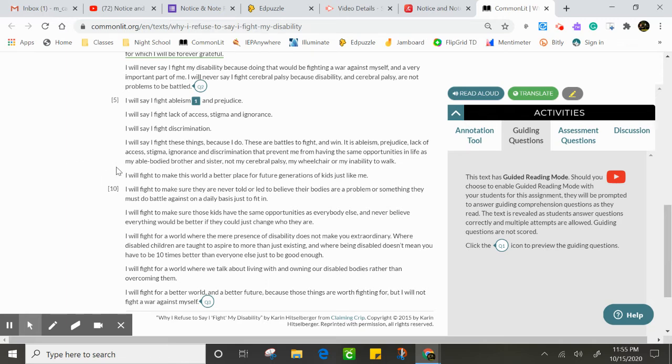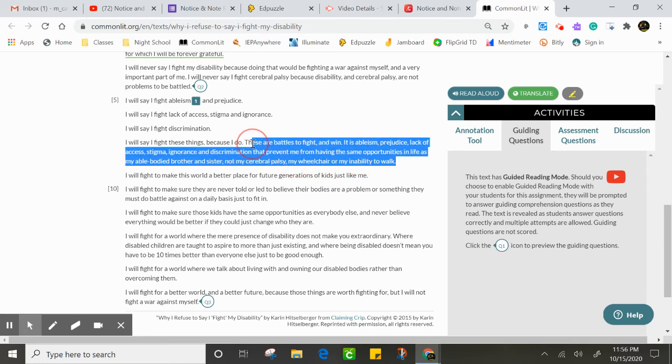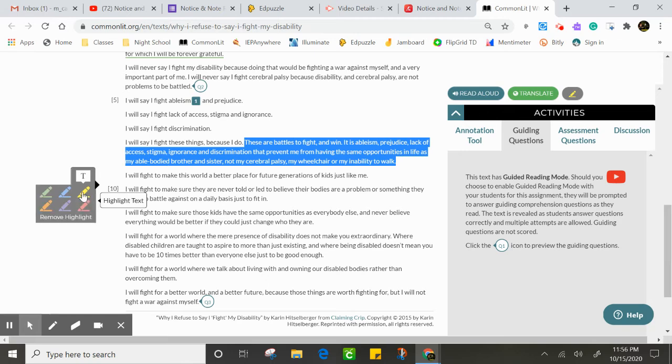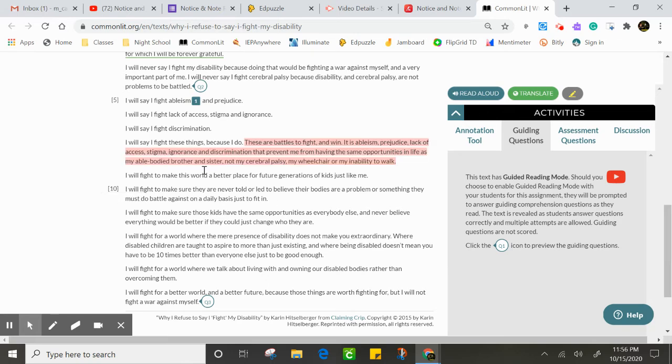All right, so the one that we're actually going to be doing is right here. It's a nice long one, actually. The one where she says, whoops, of course it came off the thing. Come on. We're going to highlight this again in pink for our contrast and contradiction. She says, these are battles to fight and, oops, I did go a little too far, so we don't want that part here. So I'm actually going to undo that part.